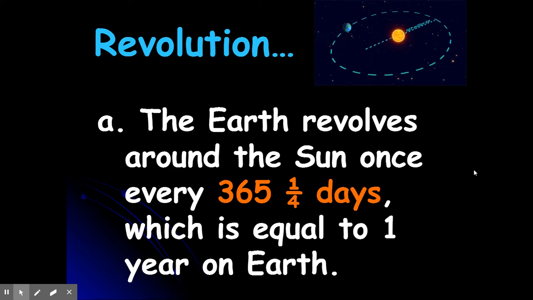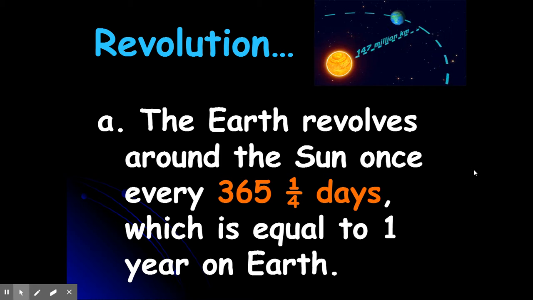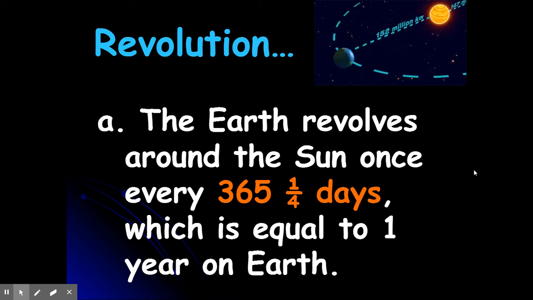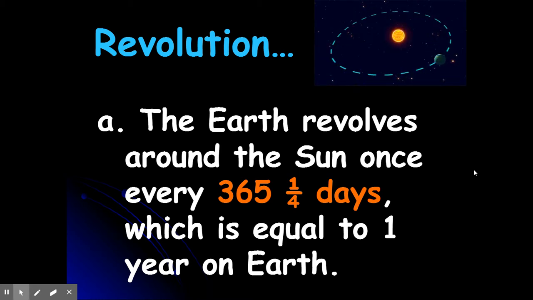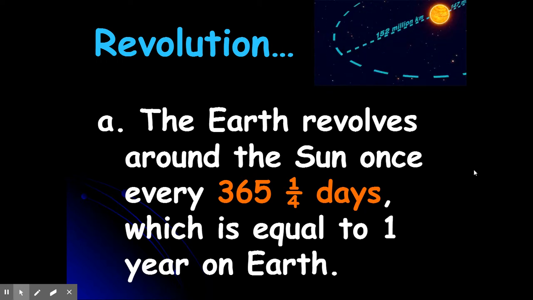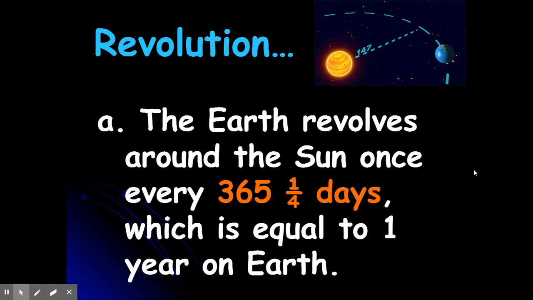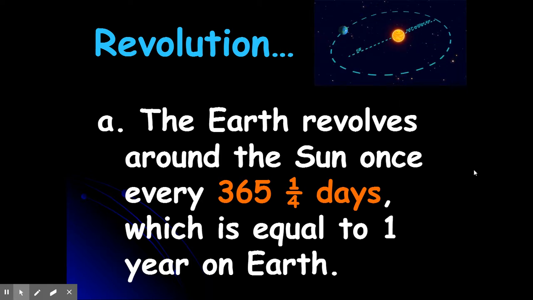There are times when the Earth is close to the sun, 147 million kilometers, and there's a time that the Earth is far from the sun at 152 million kilometers. It takes 365 and 1/4 days for the Earth to make one trip.